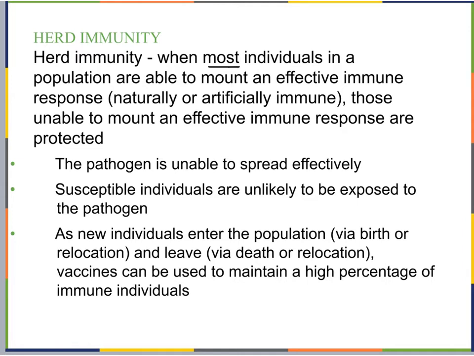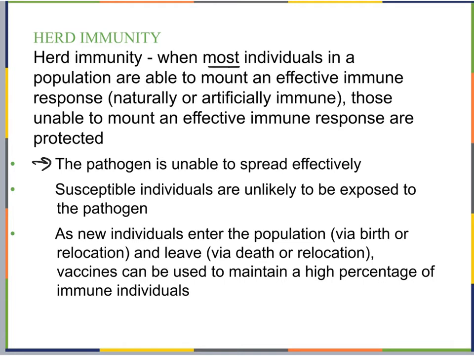It's just that they are immune to it, and that those that are unable to mount an effective immune response are then protected. So in this case, what we're saying is that if we take a look at a particular population and we say that most of the people are immune to something, then the pathogen, whatever pathogen it is that most of these people are immune to, will be unable to spread effectively.